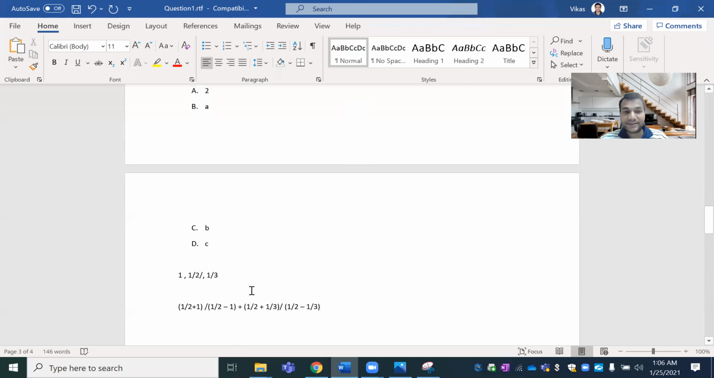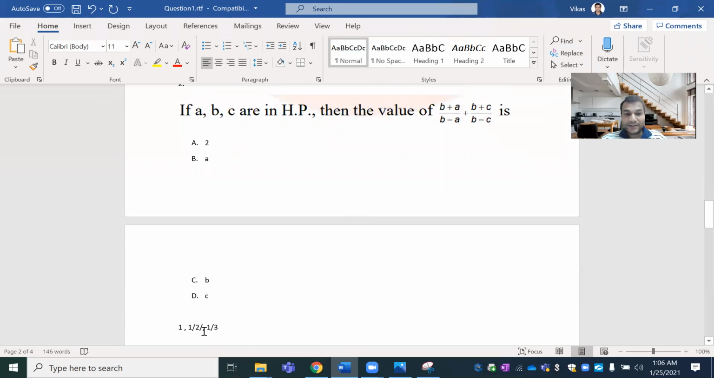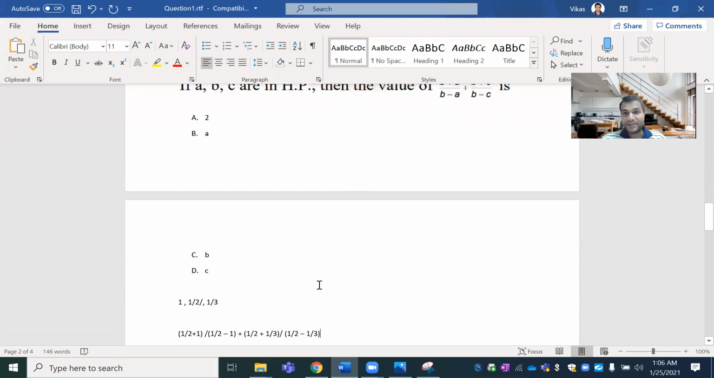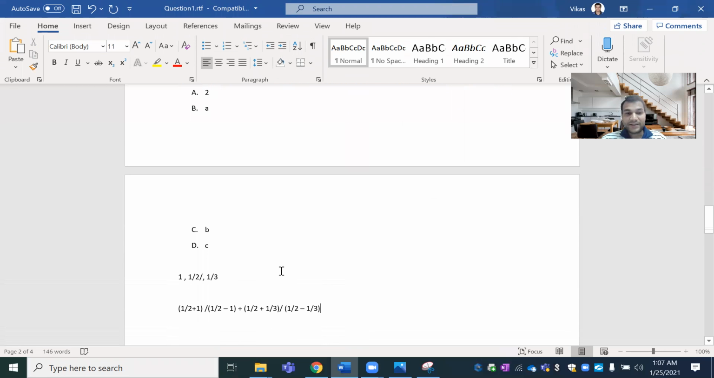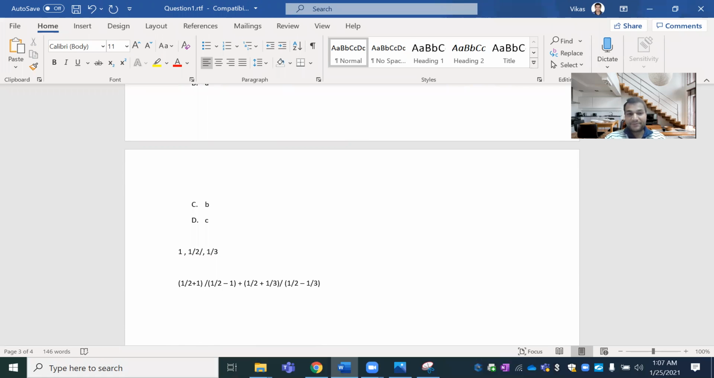Does this make sense? I'm just taking an example of A as 1 by 2 and C as 1 by 3. So this equation, B plus A, B plus AB minus A, B plus C or B minus C. What does that mean is equal to?